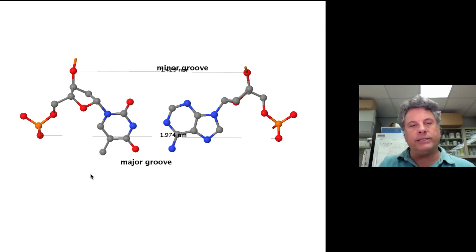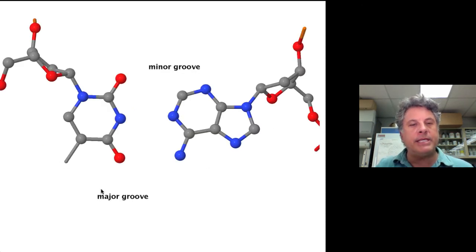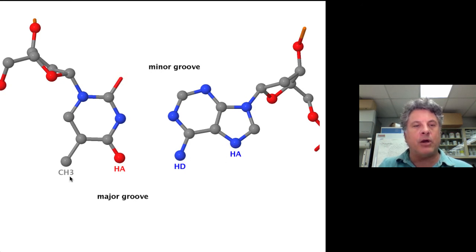And also, the major groove presents a more complex stereochemical environment for proteins that interact with DNA than does the minor groove. So let's look at that right now. Here we see the major groove. In this case, we have a methyl group attached. And looking at this TA base pair, we have a methyl group on this thymine, a hydrogen bond acceptor on this thymine, and then on the adenine, we have a hydrogen bond donor and a hydrogen bond acceptor.